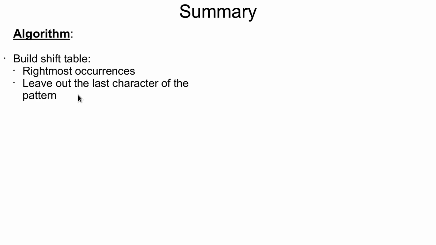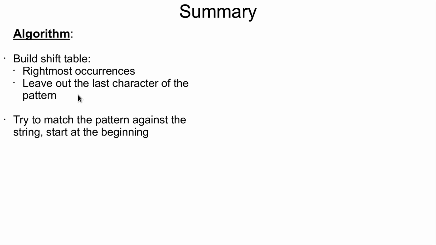So in summary, the steps of the algorithm are to build the shift table from the rightmost occurrences of characters in the pattern, ignoring the last character, then to try to match the pattern against the string, starting at the beginning of the string and starting each comparison at the end of the proposed match, and if the comparison fails, to shift the pattern by looking at the last character of the proposed match and finding its distance from the end of the pattern in the table.